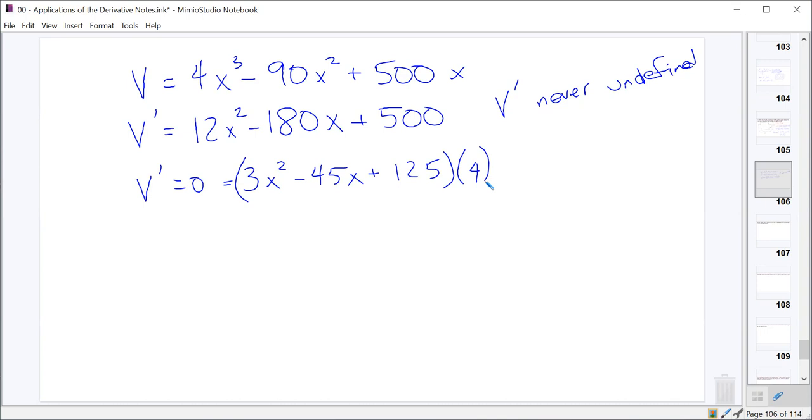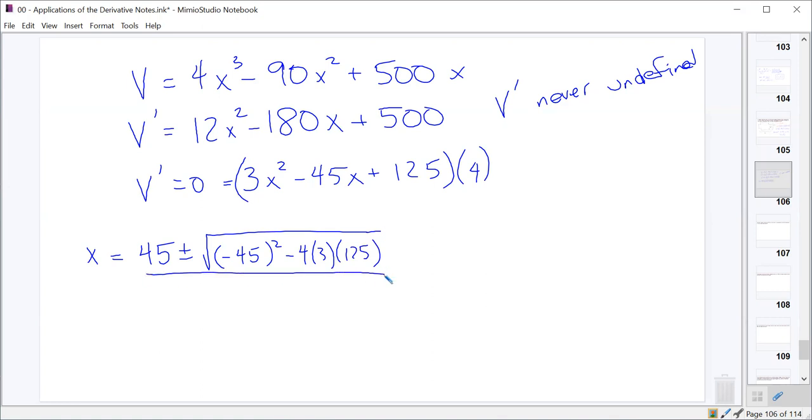So we've got x equals the opposite of b, so 45, plus or minus the square root of negative 45 squared minus 4 times a times c, all over 2 times a, or 6. And so from there, it's just some arithmetic. We've got now 45 plus or minus, and then we've got to figure out what 45 squared is.